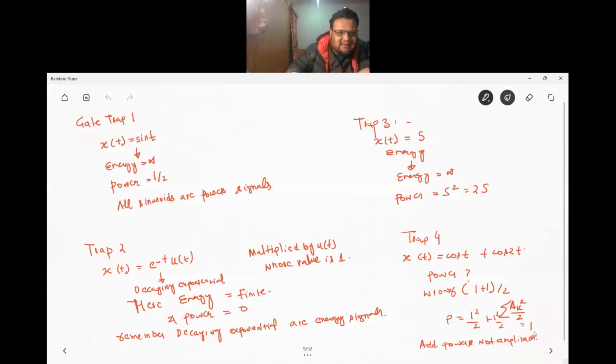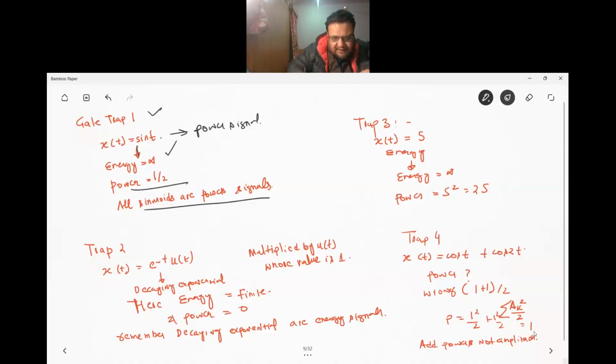Now, what is a GATE trap, for example? If x(t) is given as sin t, it's a periodic signal, right? Its energy should be infinite because sin t is a power signal, right? And the power of the signal would be half. All sinusoids, which include cos and sine, in both cases, if you do the sin 2ωt integration, that will also come down to half.